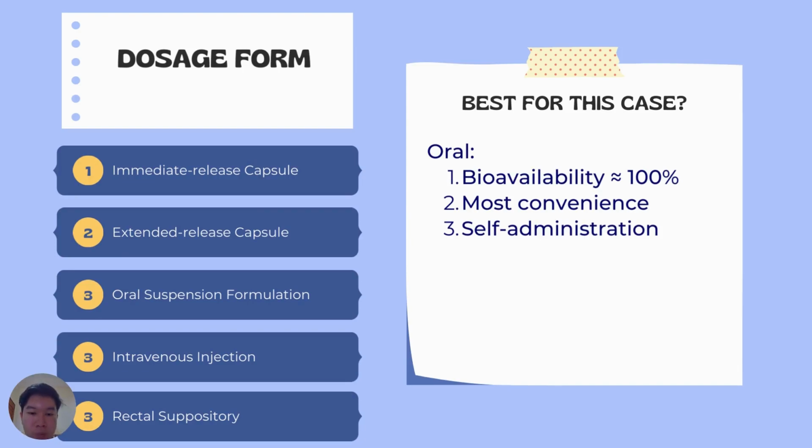For this case, the best administration for indomethacin is oral administration. So why? Because it has high bioavailability, nearly 100%. In this case, the patient with chronic rheumatoid disease, oral administration was found to be non-invasive, convenient, and suitable for the patient as they didn't experience nausea or vomiting. Oral administration of indomethacin is conducive to self-administration and is appropriate for long-term management of chronic disease such as chronic rheumatoid arthritis. Okay, so next slide.